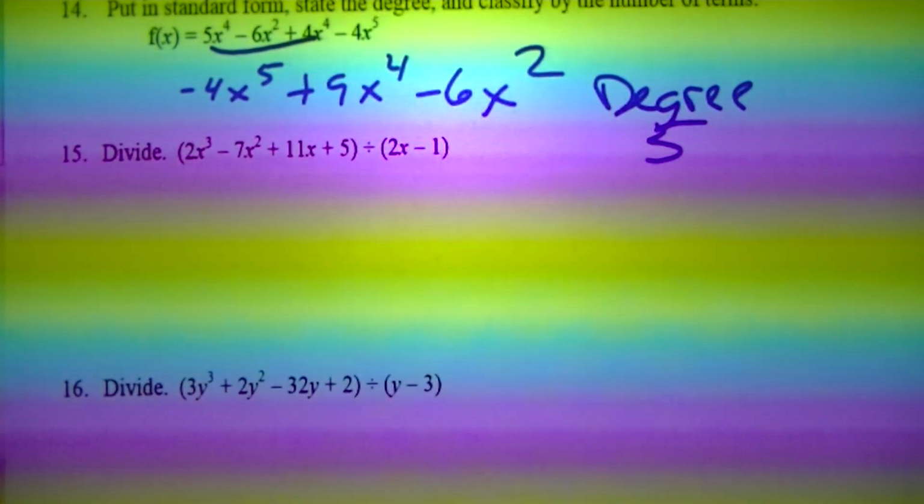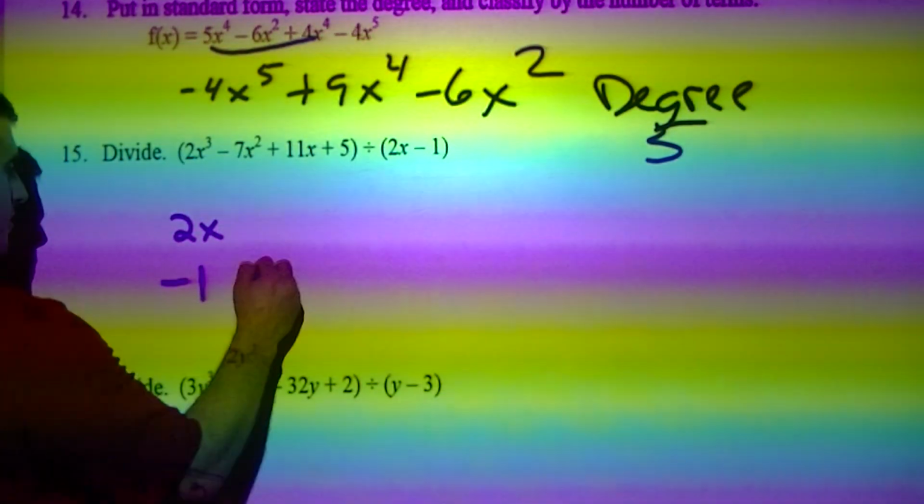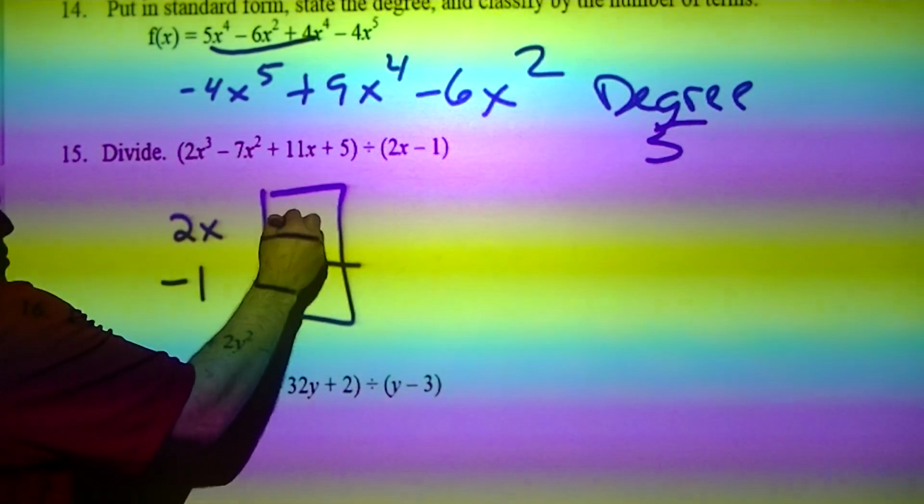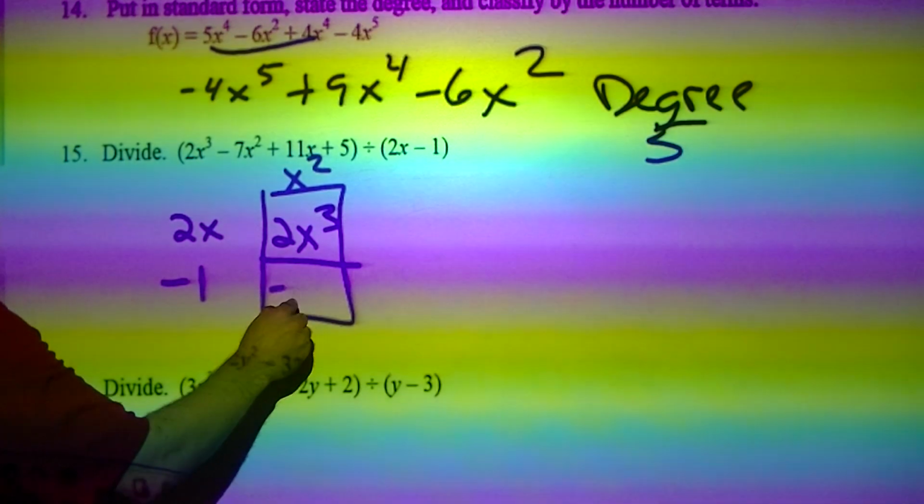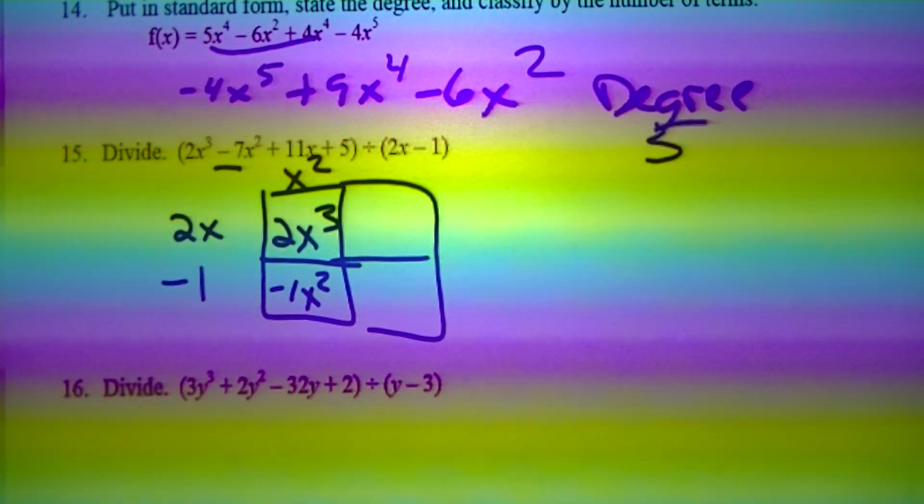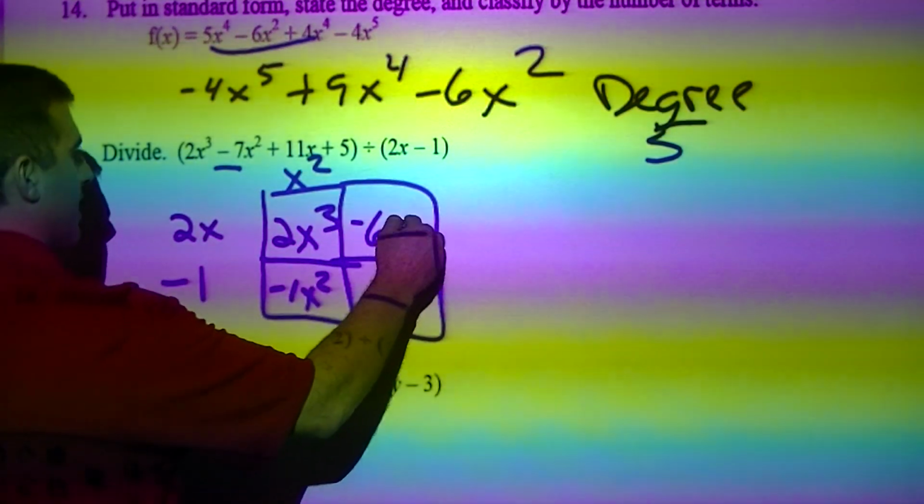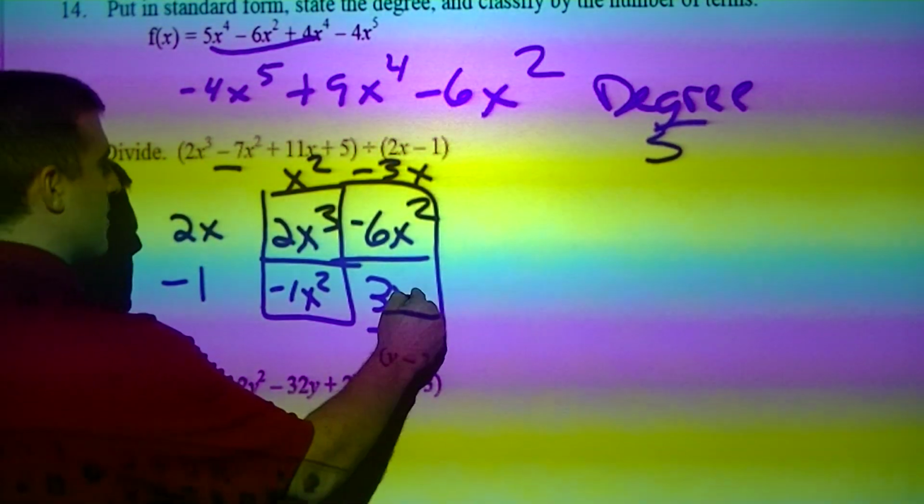Okay, that's degree 5. Okay, division of polynomials, I'm going to start with this. I'm going to put 2x cubed. 2x times what would give me 2x cubed? That's x squared, which leads to this. Now, what I have to get to is negative 7. Now, the only way I get there is negative 6x squared. 2x times negative 3x would give me that, and this would lead to 3x.